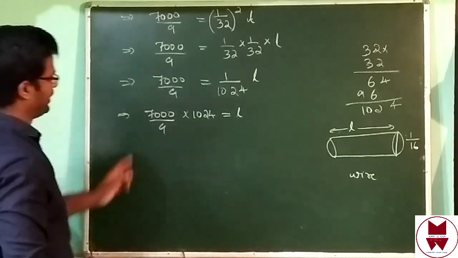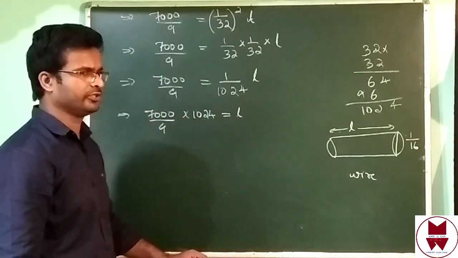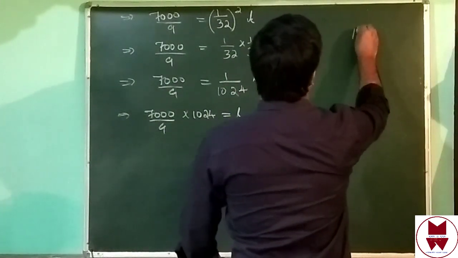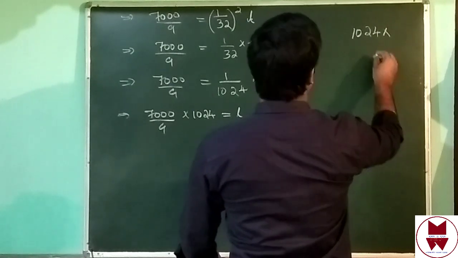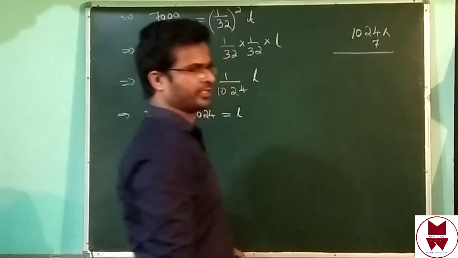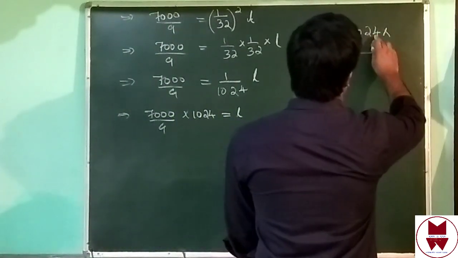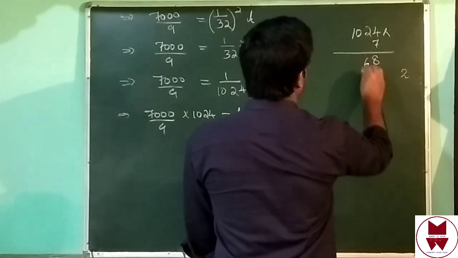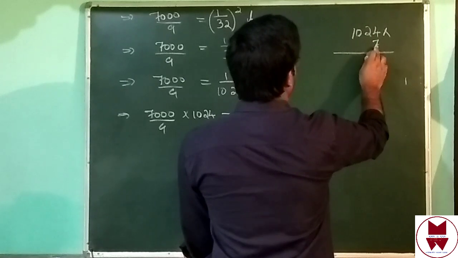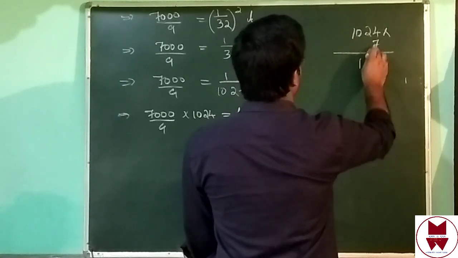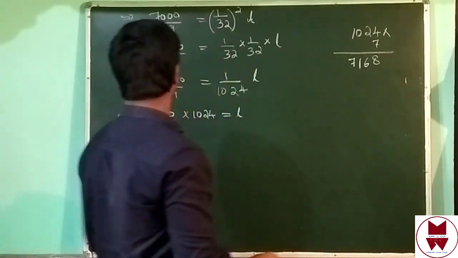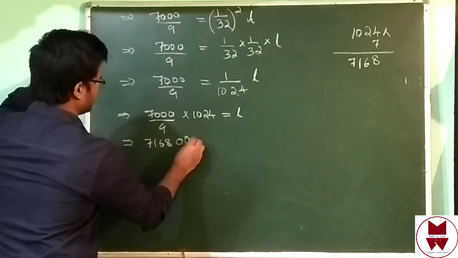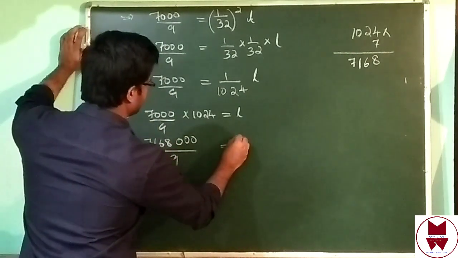Then next step, multiply 7,000 and 1,024. 1,024 into 7. 0 just leave it, afterwards we can put those 3 zeros. 7 into 4 is 28, 2. 7 into 2 is 14 plus 2 is 16, remainder 1. 7 into 0 is 0 plus 1, 1. 7 into 1 is 7. We will get 7 1 6 8 and 3 zeros, divided by 9 equal to L.